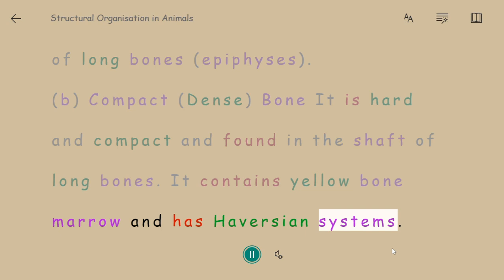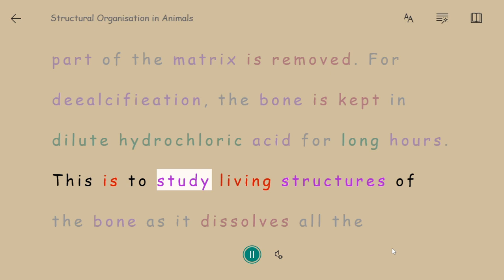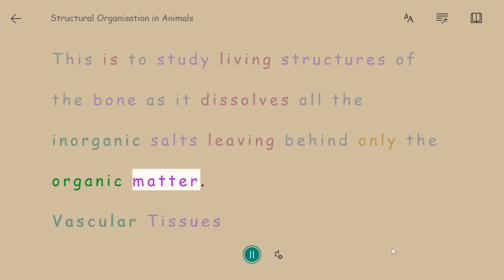In a decalcified bone, the inorganic part of the matrix is removed. For decalcification, the bone is kept in dilute hydrochloric acid for long hours. This is to study living structures of the bone, as it dissolves all the inorganic salts, leaving behind only the organic matter.